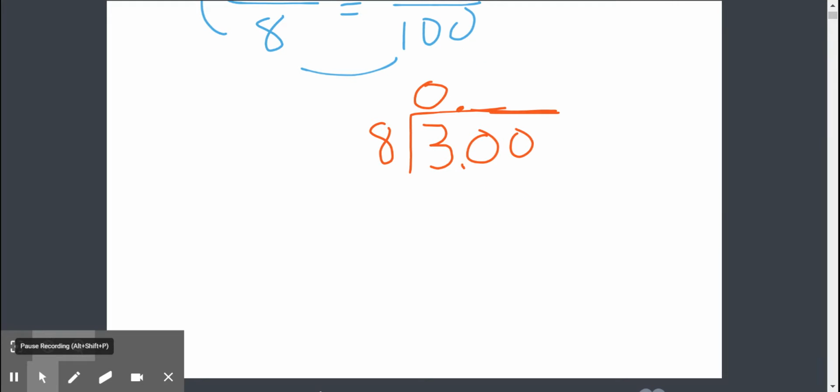8 goes into 3, 0 times. 8 goes into 30, 3 times. 3 times 8 is 24. Then we're going to subtract. 24 subtracted from 30 is 6. Bring down our next 0.